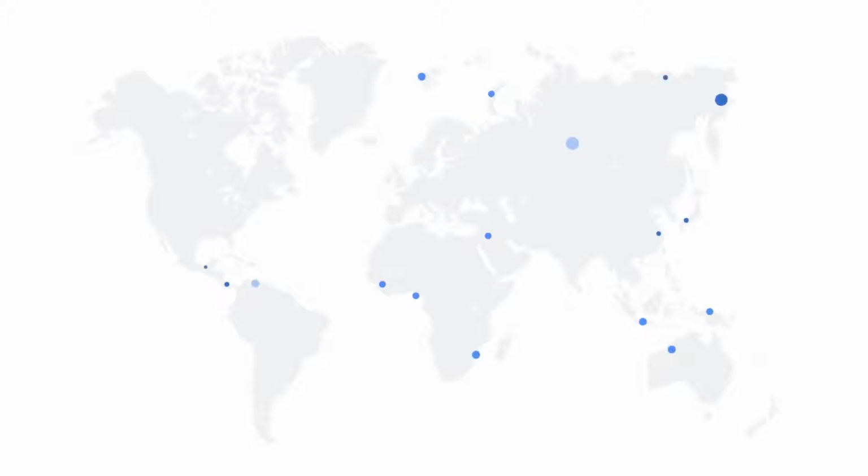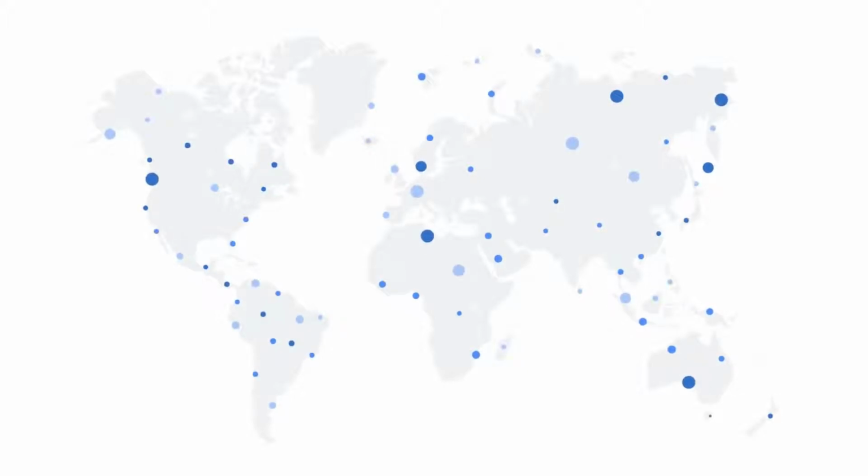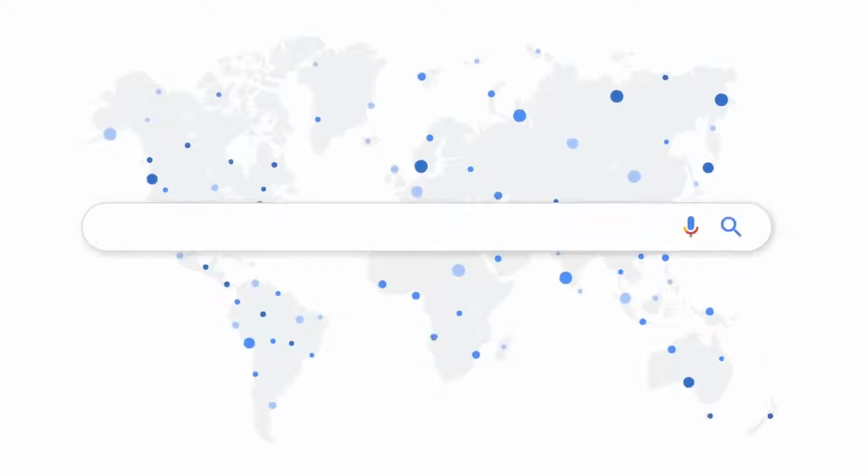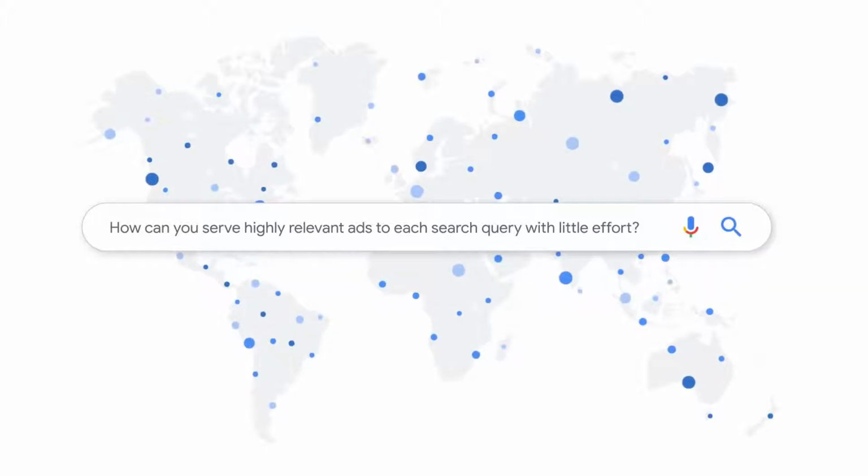3.6 billion searches happen on Google every day. Consumers are more curious and demanding than ever before and expect ads that are customized to their needs. This leads to the question, how can you serve highly relevant ads to each search query with little effort?